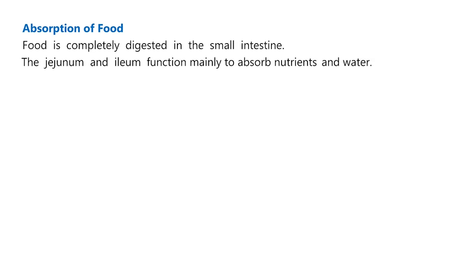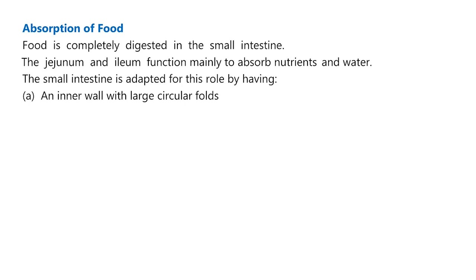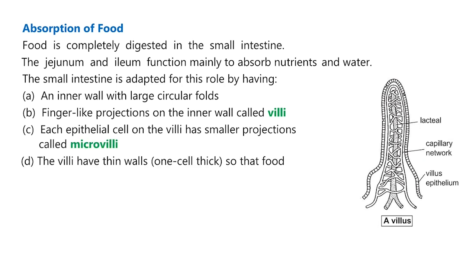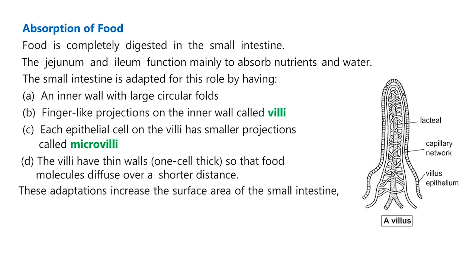Absorption of food. Food is completely digested in the small intestine. The jejunum and the ileum function mainly to absorb nutrients and water. The small intestine is adapted for this role by having an inner wall with large circular folds, finger-like projections called the villi, and each epithelial cell on the villi has smaller projections called microvilli. The villi are only one cell thick so that food molecules can easily diffuse into the bloodstream. These adaptations increase the surface area of the small intestine, resulting in a large surface for absorption.